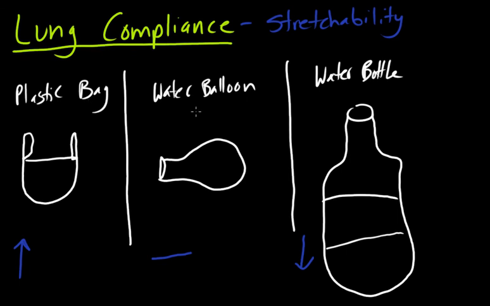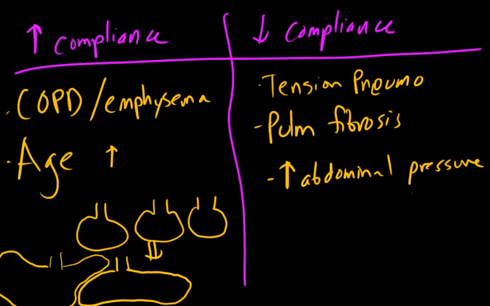Let me just go back here. We touched upon the 3 different scenarios hypothetically. So if our alveolus was a plastic bag, it would have a very high compliance. If our alveolus is a water bottle, which is kind of in the middle range, that's what our alveolus can be thought of. And then a water bottle is going to have a very low compliance. We talked about the different scenarios where you're going to see these different compliance changes.